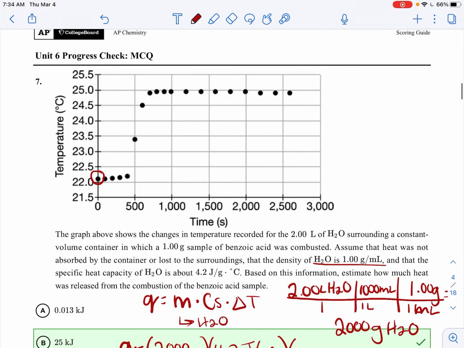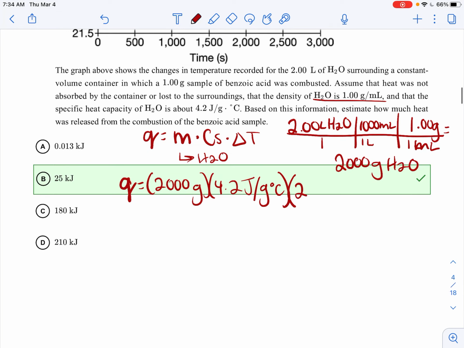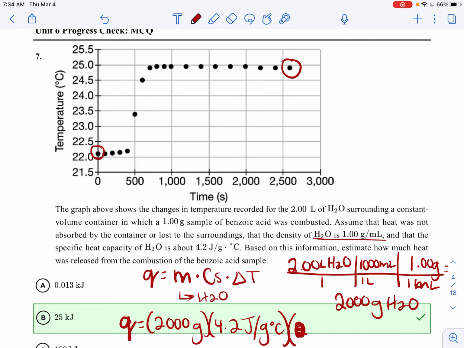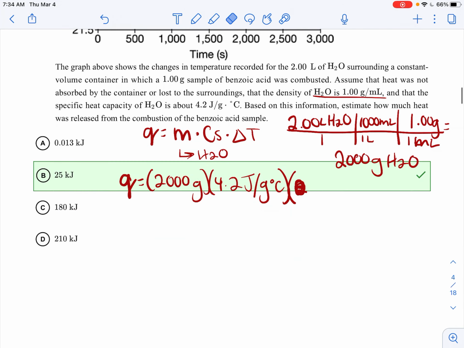So I see here it starts at about 22.1 degrees Celsius, and then it ends up at about 24.9. And so what we're going to do here is final minus initial, so that's 24.9 minus 22.1. And so when we plug that in, we get Q equals 23,520 joules. Okay, notice the unit is in joules because the specific heat was in joules, okay?